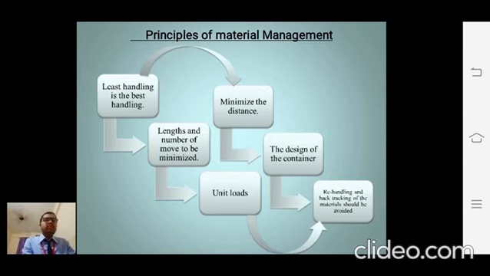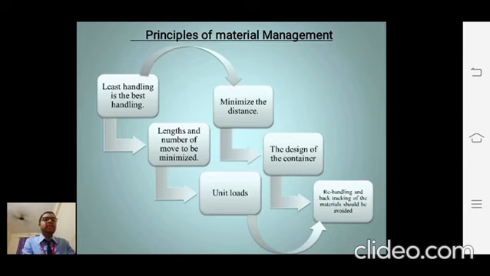The second one is to minimize the distance. Minimize distance means the transportation distance or the distance between two factories. Sometimes a number of factories work on different models of products, so the distance between those factories, the distance between model spaces, and the transportation distance should be minimized or kept as small as possible.